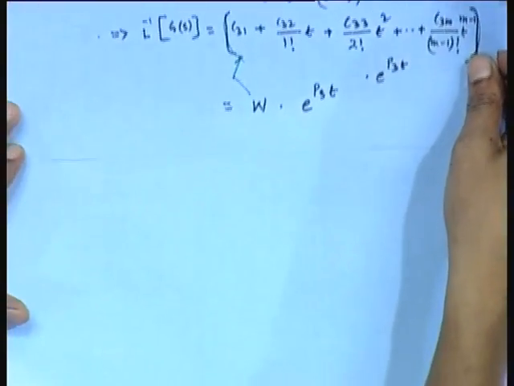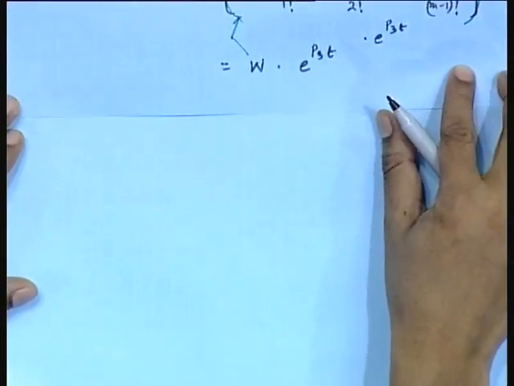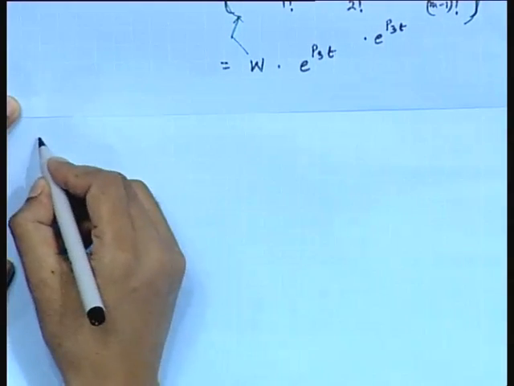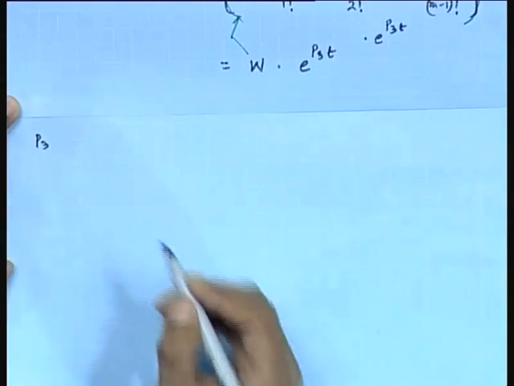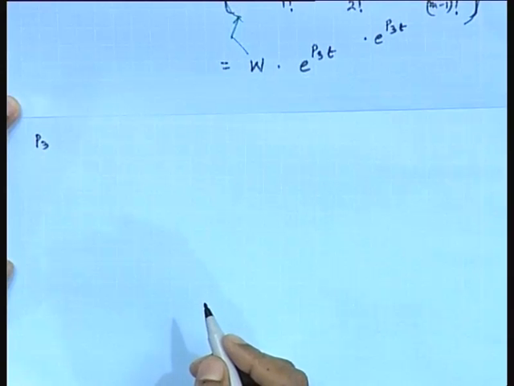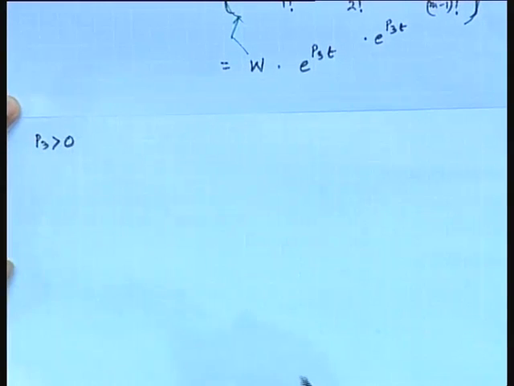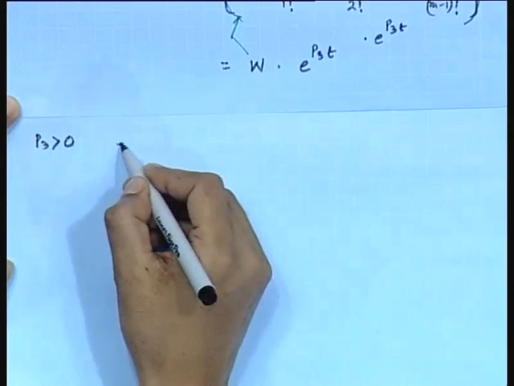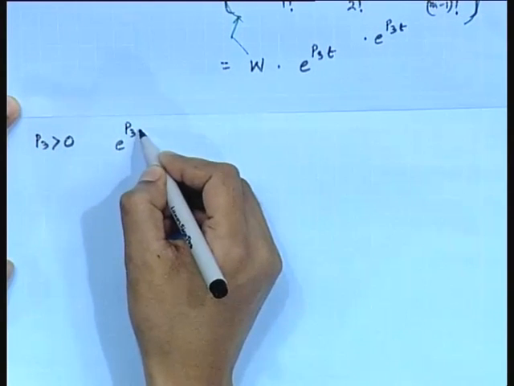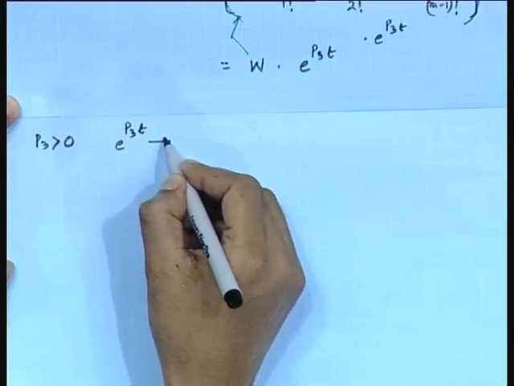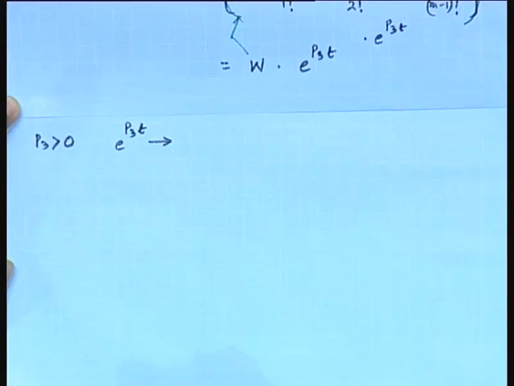So, next we will consider P3 greater than 0. Then exponential of P3 t grows to infinity.